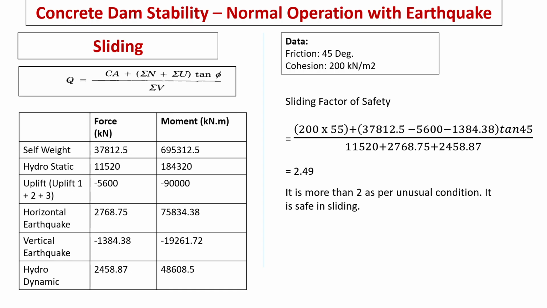Here now we see the sliding factor of safety for this load combination. Here the vertical forces are deducted by uplift force and vertical earthquake force. Horizontal force, which is hydrostatic force, is added by horizontal earthquake force and hydrodynamic force. The factor of safety in sliding is obtained as 2.49.